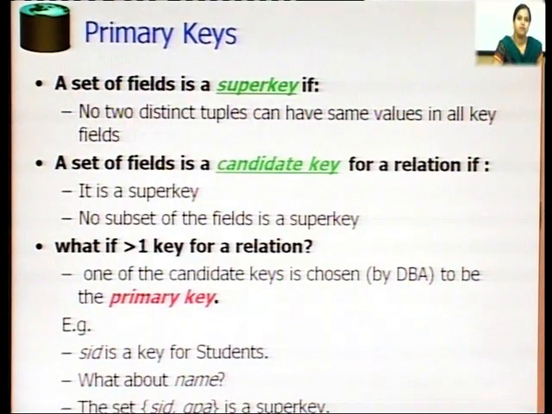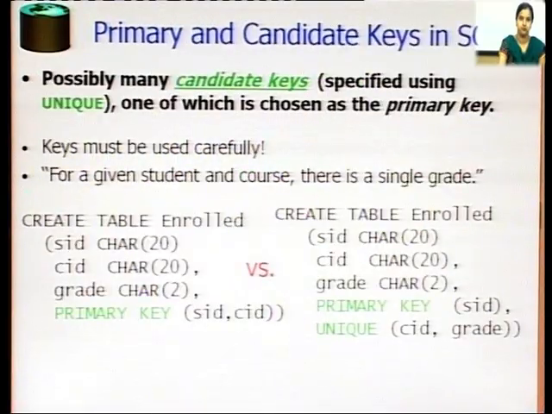Now, what is the primary key? A set of fields is a super key if no two distinct tuples can have the same value in all the key fields. Now, the candidate key: a set of fields is a candidate key for a relation if it is a super key and no subset of the fields is a super key. If there is more than one candidate key of a relation, then we choose one as the primary key.